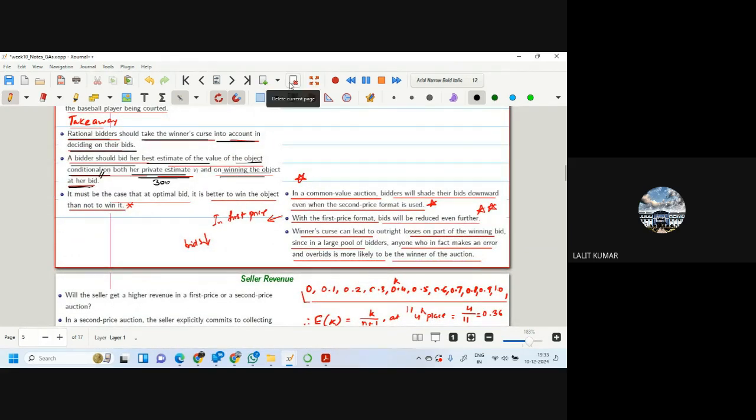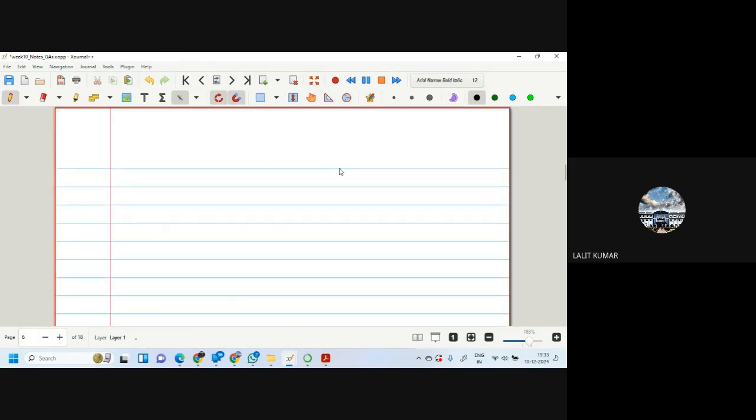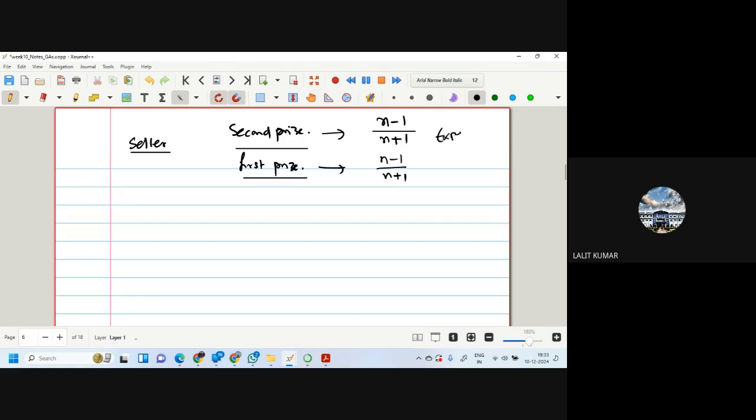Now the next part comes: seller revenue. The important part is that whether he sells in a second price or a first price, his expected revenue will always be n minus 1 divided by n plus 1.